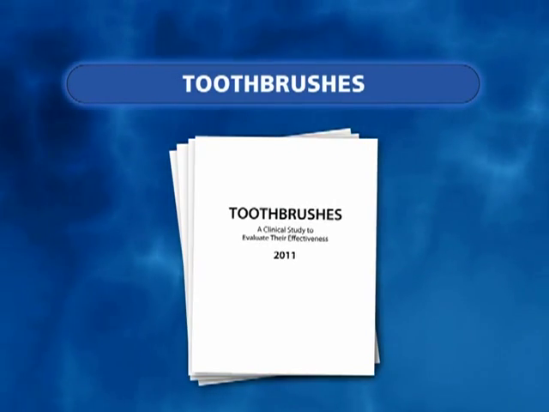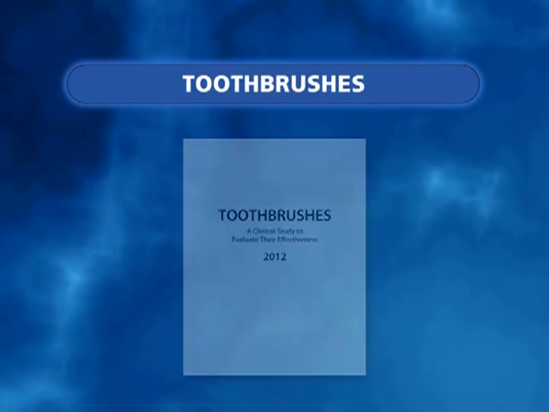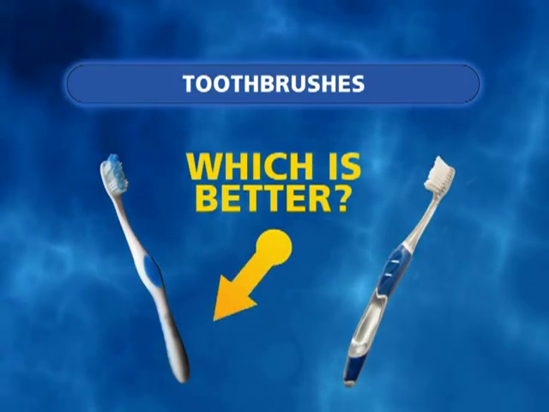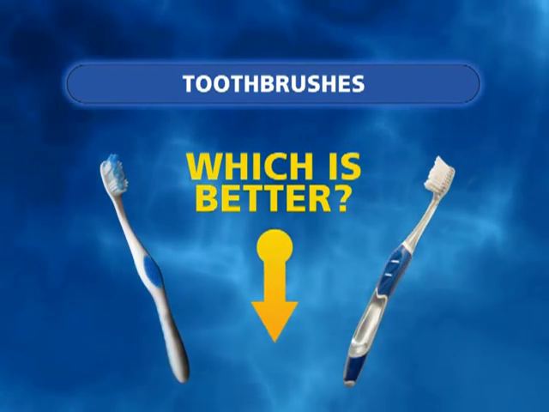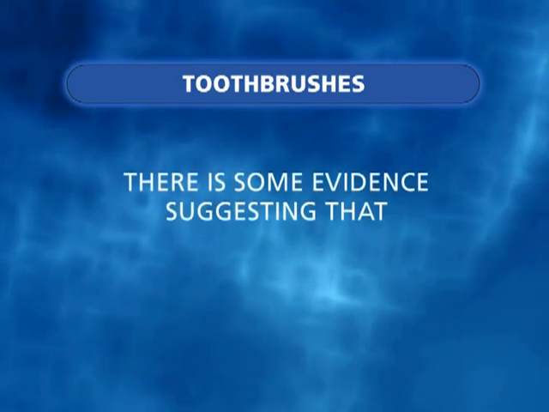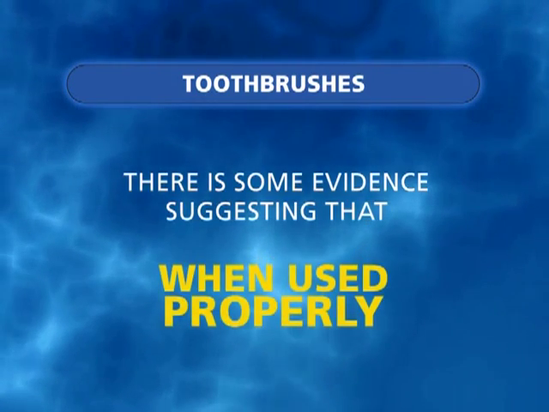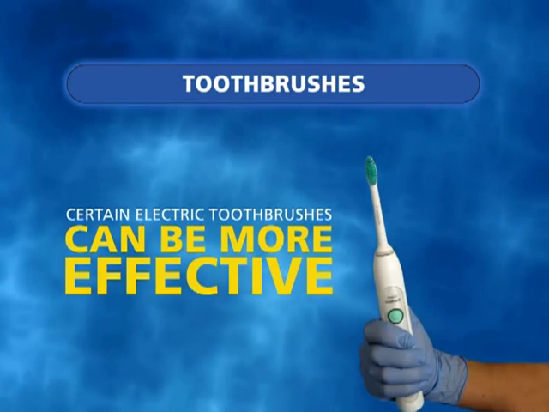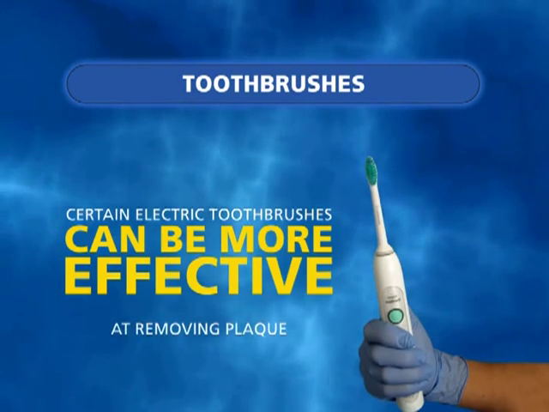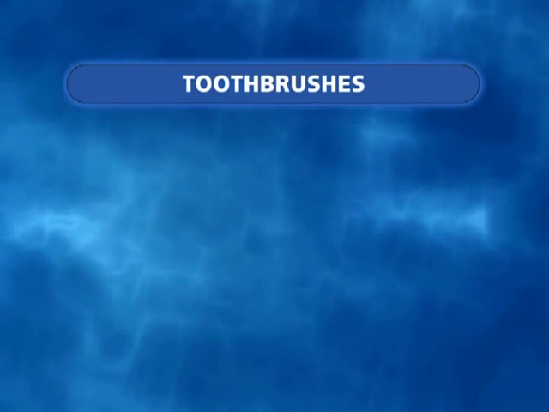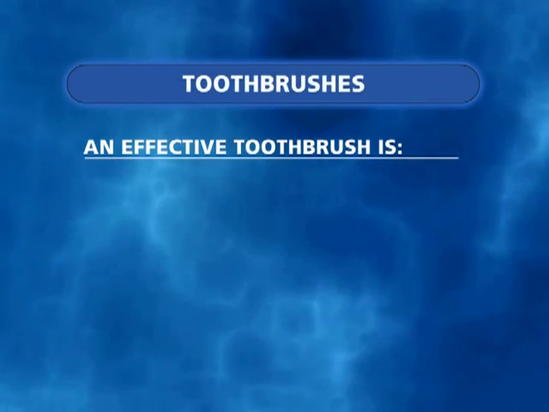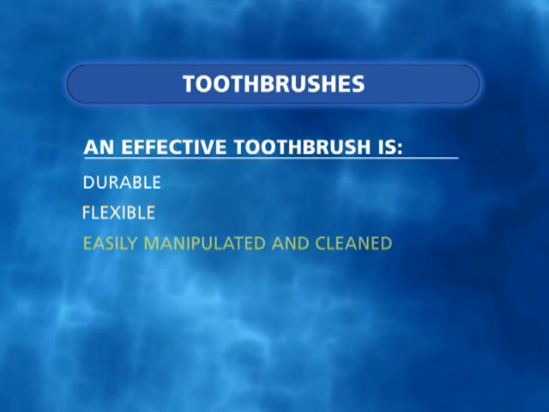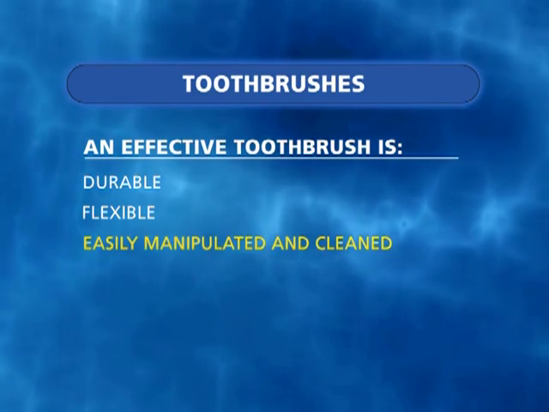There are many scientific studies looking at the efficiency of toothbrushes, but there is little evidence to prove that one model of a manual brush is more effective than another. There is some evidence suggesting that, when used properly, certain electric toothbrushes can be more effective than a manual brush at removing plaque. To be effective, a toothbrush should be durable, flexible, easily manipulated, and easily cleaned.